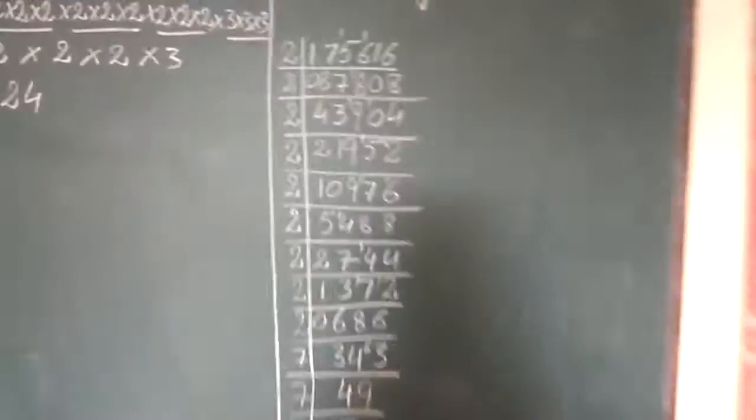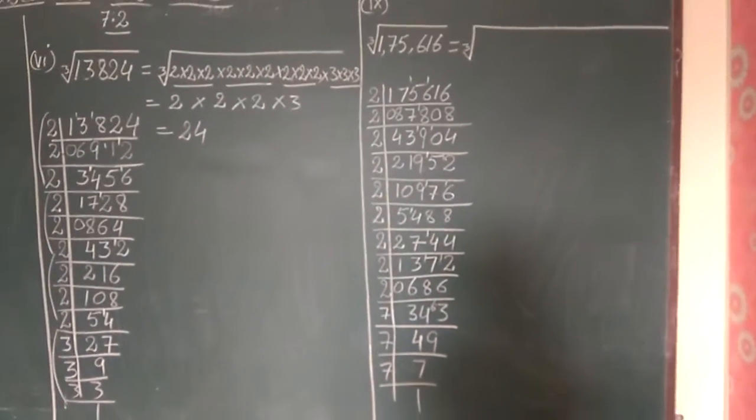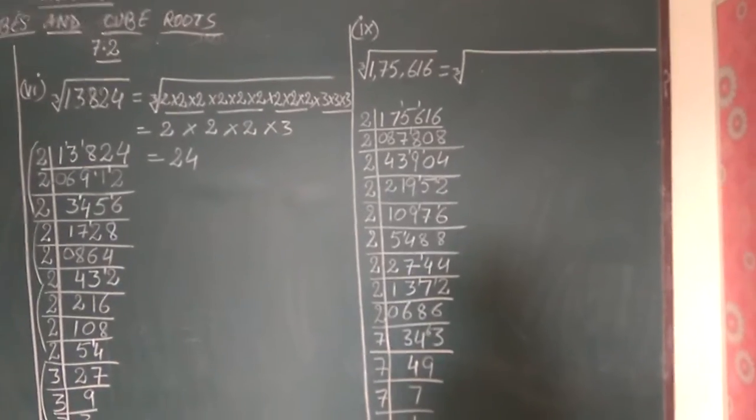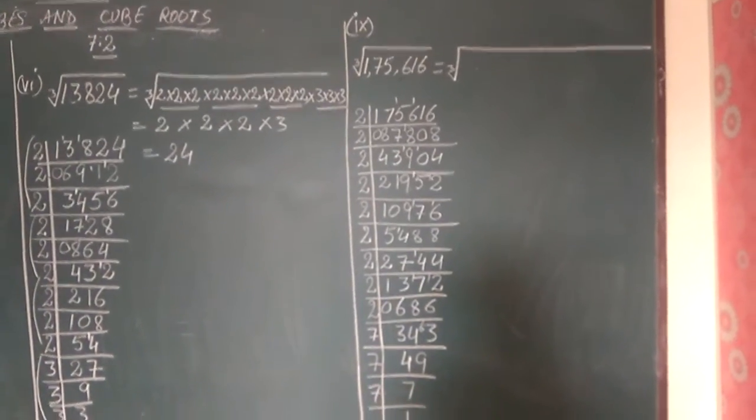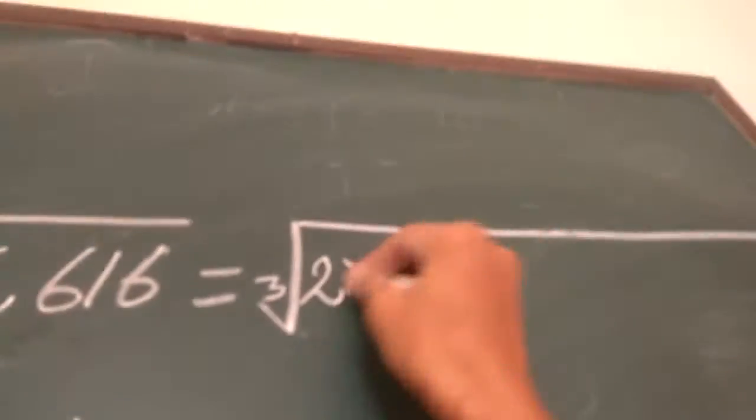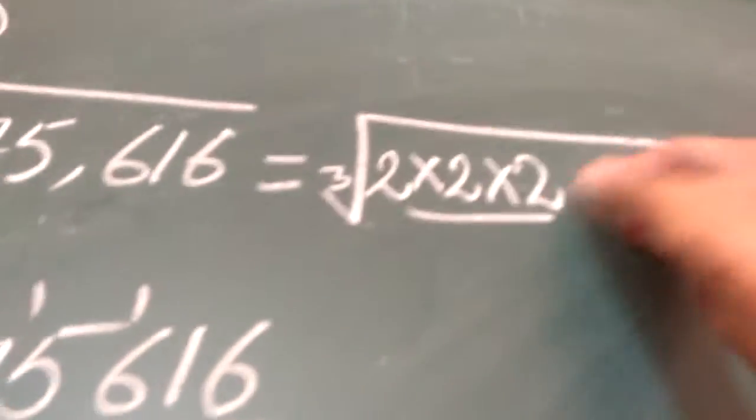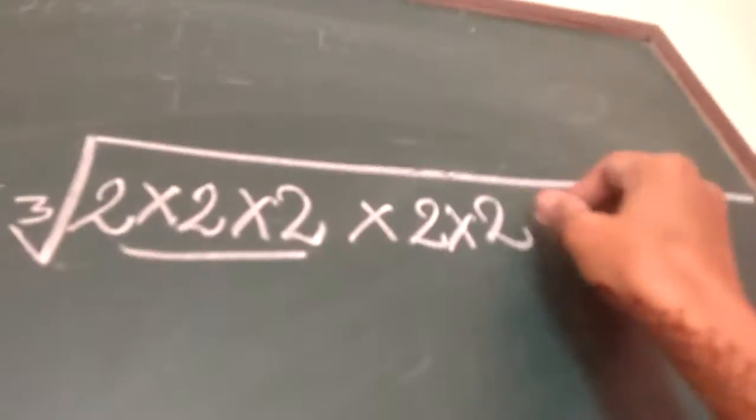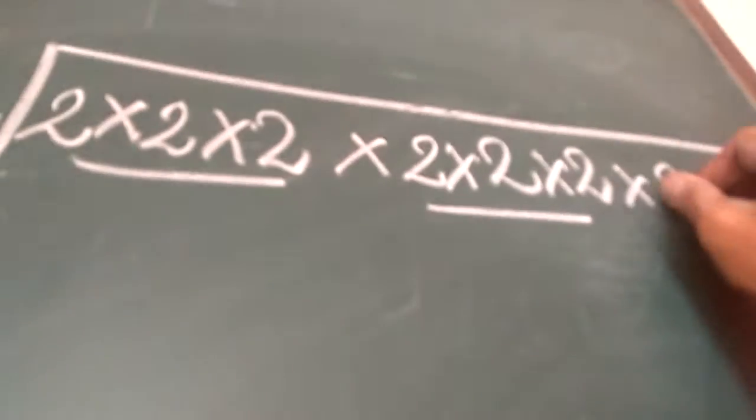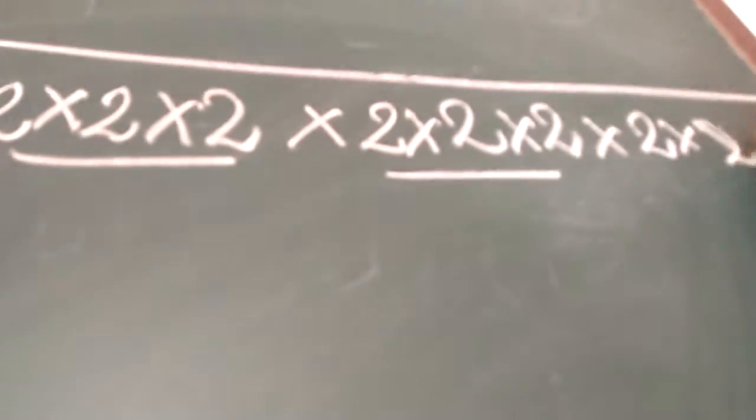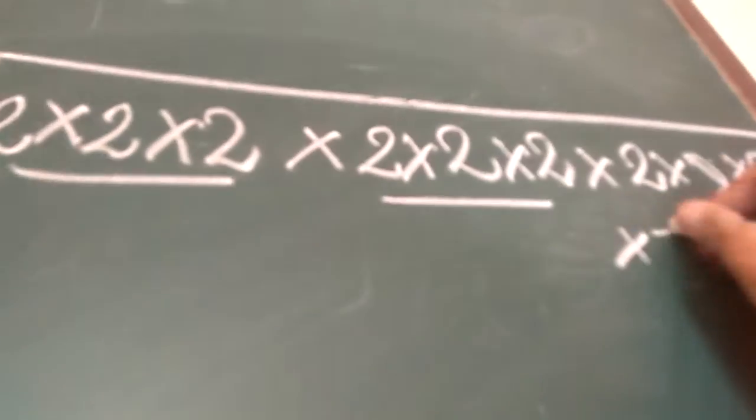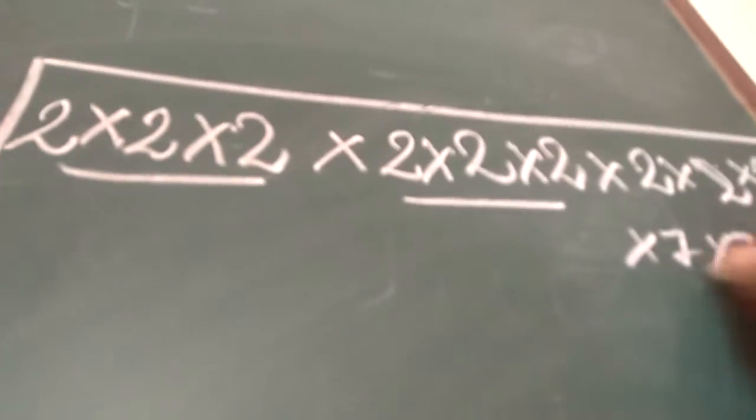So in this way, dear students, you will get the prime factorization of the given number 1,75,616. So let us make the pairs: first pair, second pair, third pair and one pair of 7. Now three similar groups of 2 and one similar group of 7. Let us write all these similar groups under the cube root in this form. One group is left, so we'll write it here.